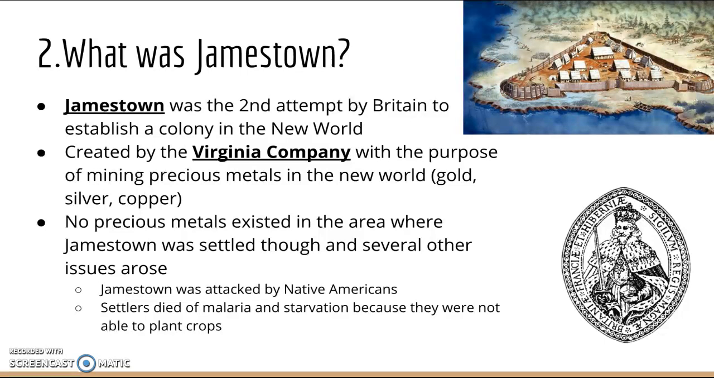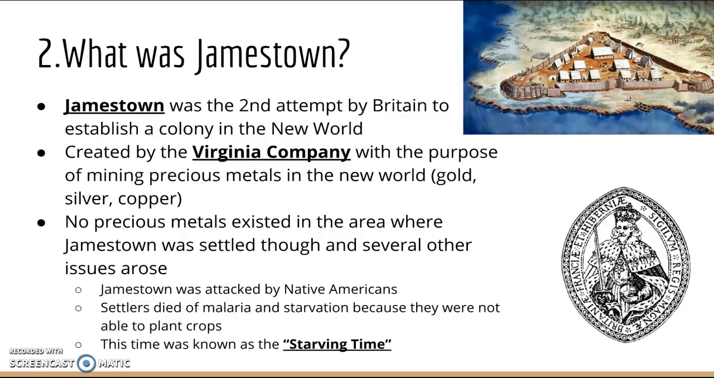They get there too late to plant, and the land isn't very fertile, so they're not able to plant very much, if anything. So they're going to have malaria and starvation, and it's going to enter this time called the starving time, where literally people are starving to death because they don't have any way of providing for themselves. You have instances of cannibalism, where people are eating each other.